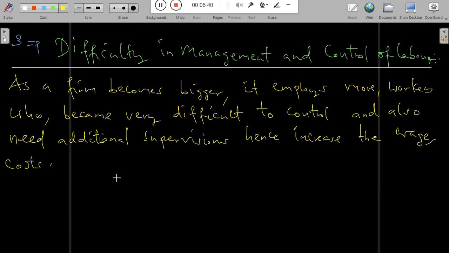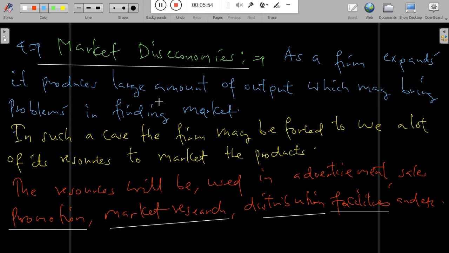Apart from difficulty in management and control of labor, we have another diseconomy of scale, that is market diseconomies. As a firm expands, it produces a large amount of output, which may bring problems in finding market. In such a case, the firm may be forced to use a lot of resources to market their products. So the resources will be used in advertisements, sales promotions, market research, together with distribution facilities and so forth.